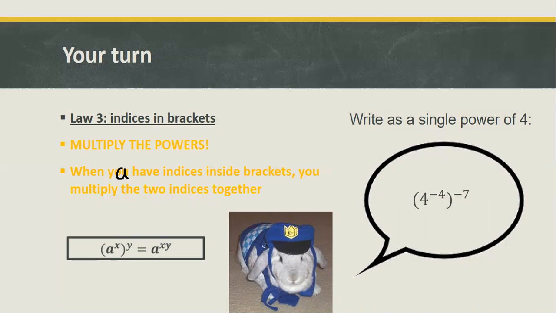4 is to the power of minus 4 in brackets, then raised to the power of minus 7. So we multiply minus 4 times minus 7. So we should have minus 28. So the answer is going to be 4 is to the power of, sorry, did I say minus 28? No, because we cancel the minus. So minus times minus is plus. So we should have 28. Yes, I don't want to be arrested by this officer.